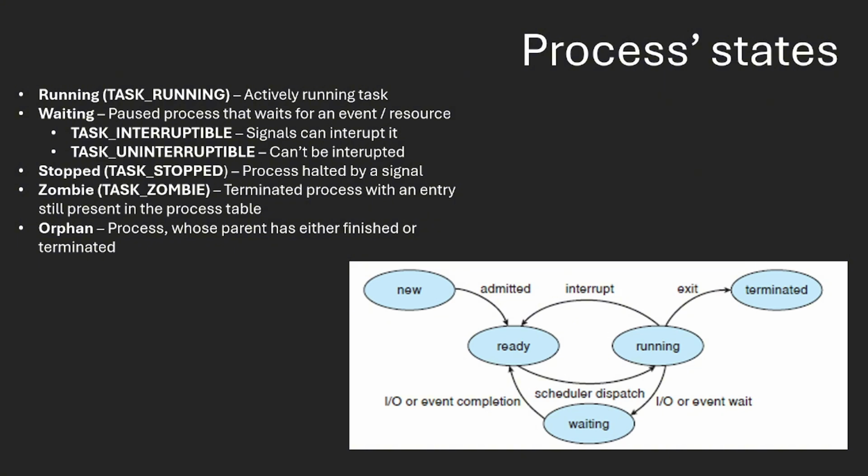But there are two more error process statuses. First, a zombie task. It's a terminated process that still has its entry in the process table, as its parent is yet to read the exit status. Just like a zombie, it's dead but still alive. Linux also has orphans, processes whose parent has either terminated or finished. They are then typically adopted, quote unquote, by the init or systemd process, so they don't turn into zombies.